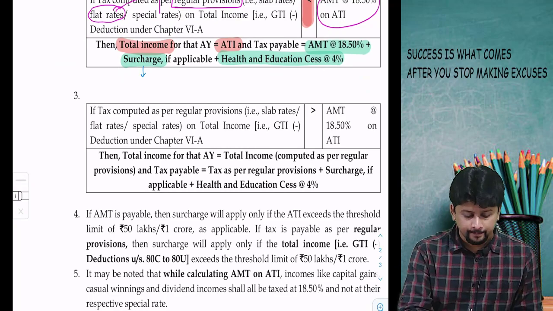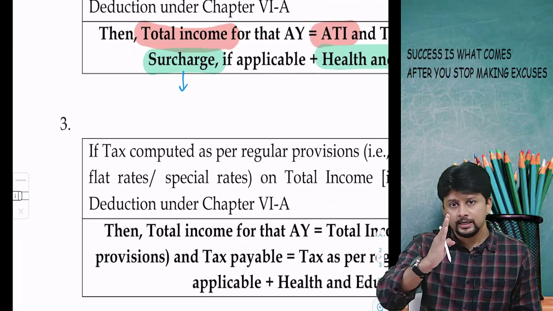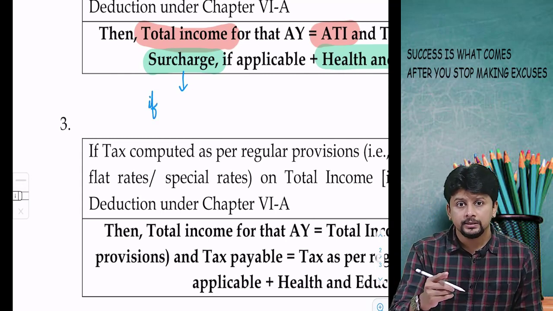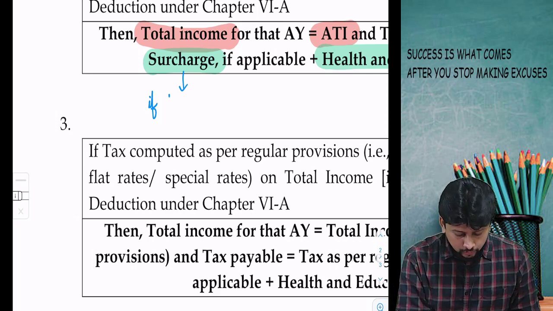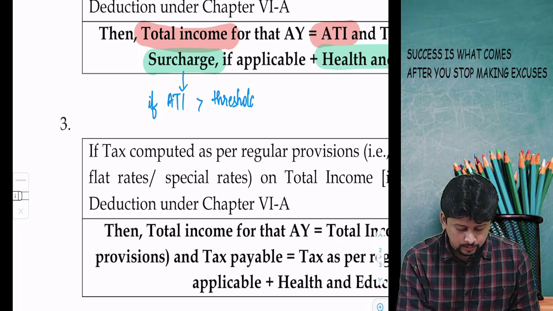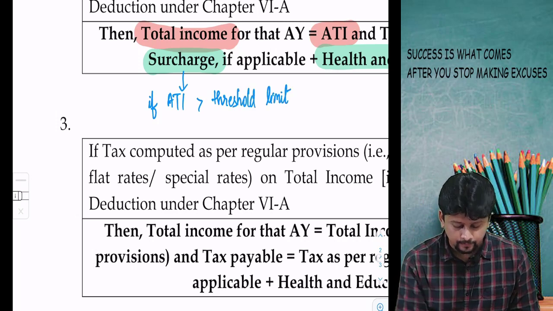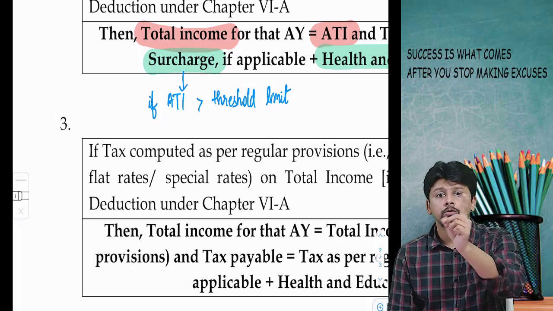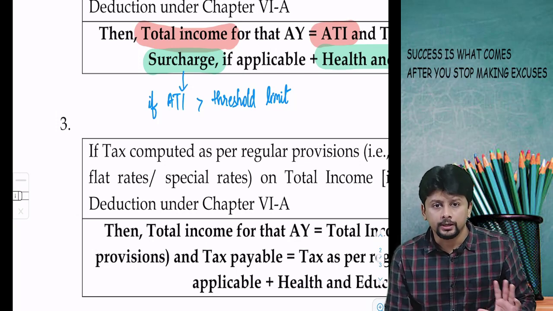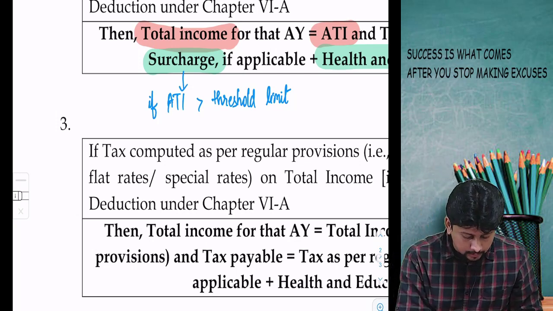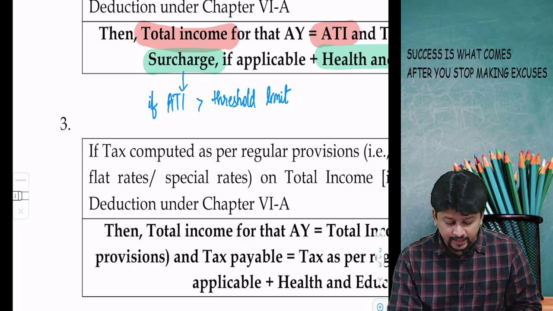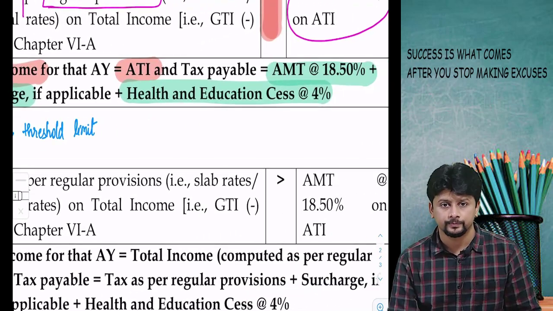Surcharge, we are all aware that surcharge applies if the income exceeds a particular limit. In this case, income means adjusted total income. So if adjusted total income exceeds the threshold limit prescribed, then surcharge will apply, not on my normal calculation of total income. Now total income here means adjusted total income. If that adjusted total income exceeds the threshold limit, then surcharge will be calculated for that year, and that surcharge will be calculated on the AMT amount.